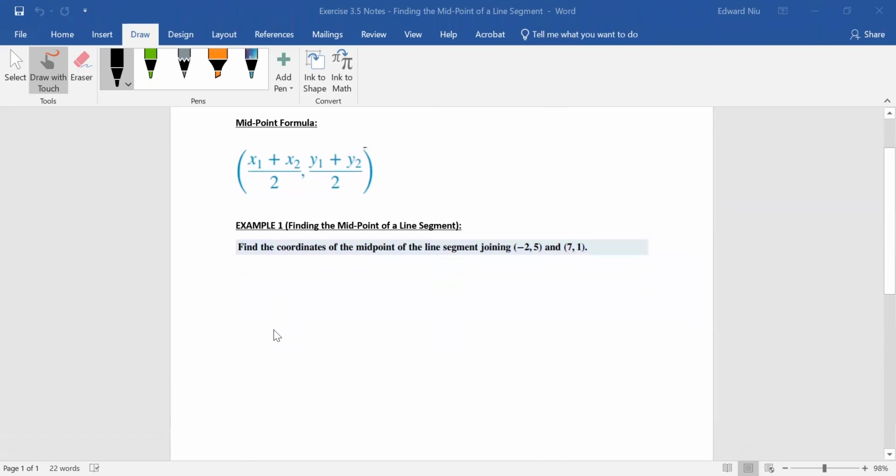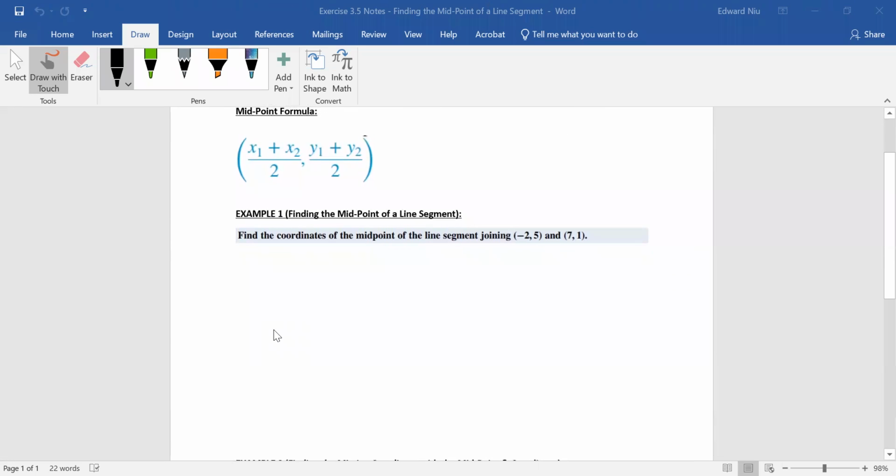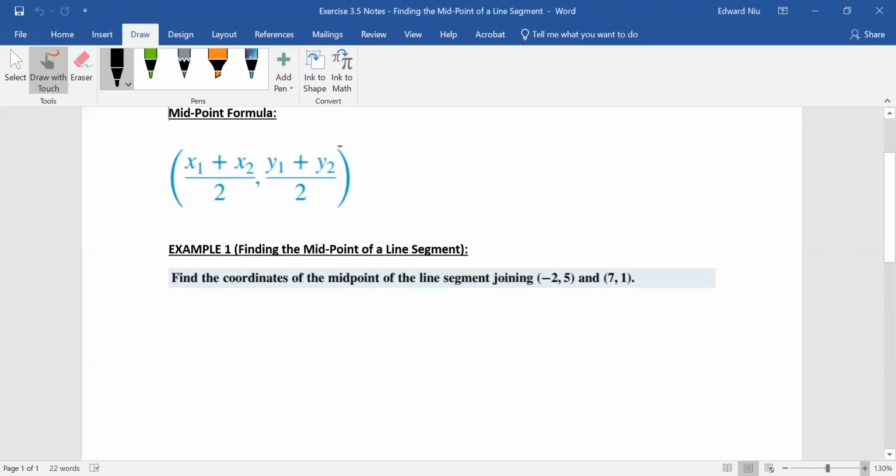So example 1: how do we find the midpoint of a line segment where we have the coordinates -2, 5 and 7, 1? What we still want to do, let's just make a good habit of it, is compare 5 and 1 to see which one's higher. Well, 5 is higher, so this is going to be our x2, y2. Over here, our 7, 1 coordinate is going to be our x1, y1.